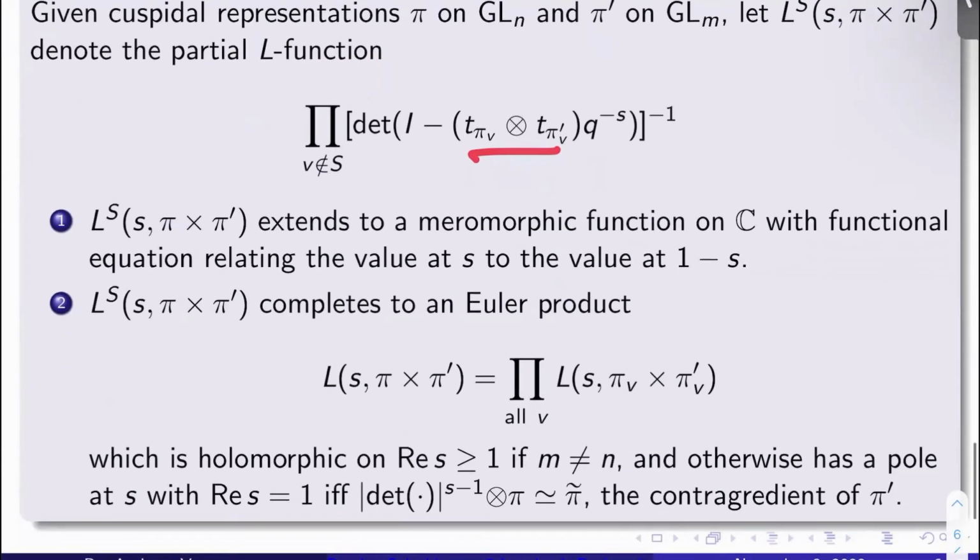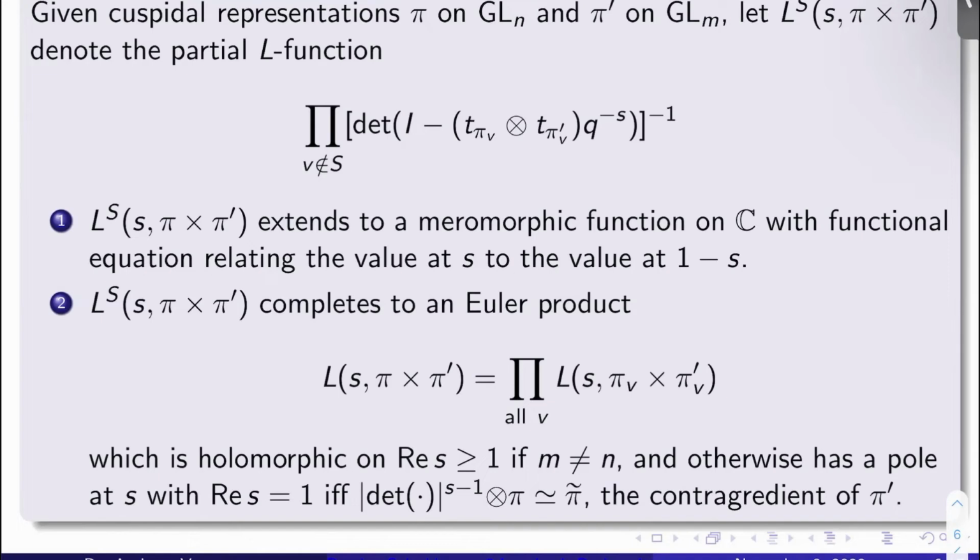Two things are true. This L function extends to a meromorphic function, it's just defined on a right half plane, right? But it extends to a meromorphic function on C with a functional equation relating the value at s to the value at 1 minus s, as L functions often do. This is often a desirable property for L functions to have.